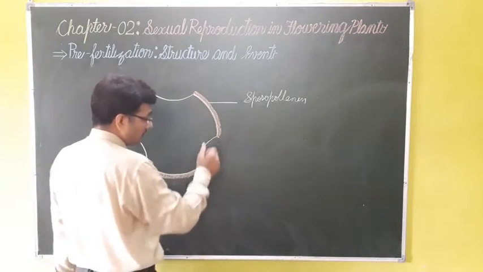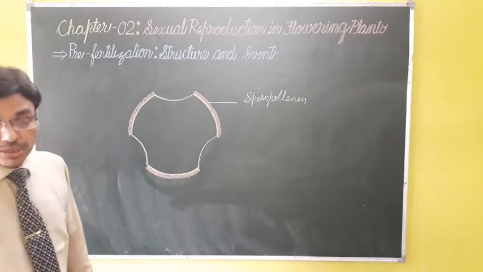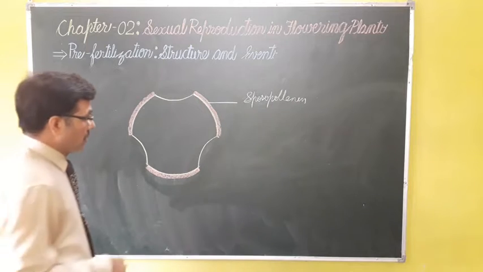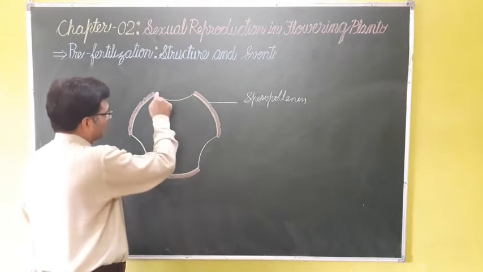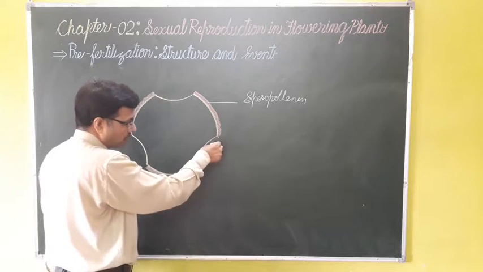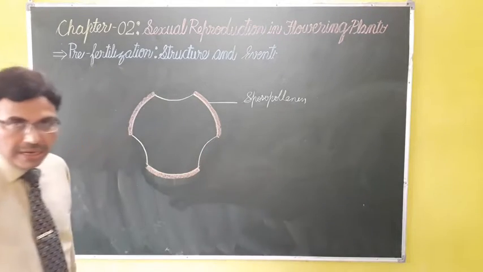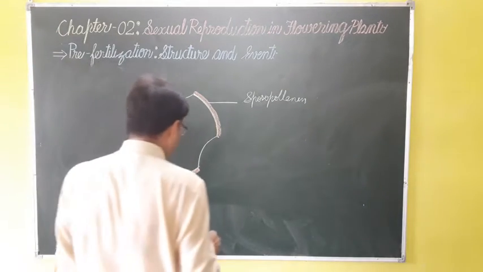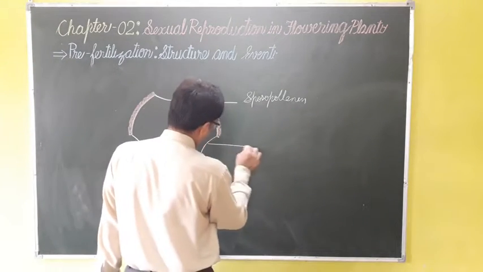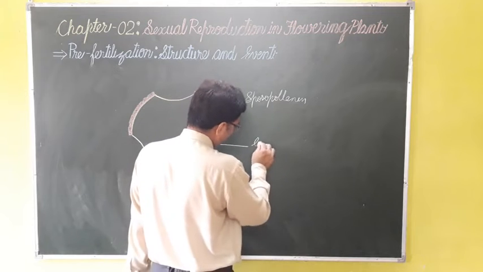Now, sporopollen is not a continuous layer. I mean, this is a depression you are observing. Again a depression is here. Again a depression is here. So here the sporopollen is absent. At the depressions, the sporopollen is absent, and these depressions are actually called germ pore. What do we call? Germ pore.